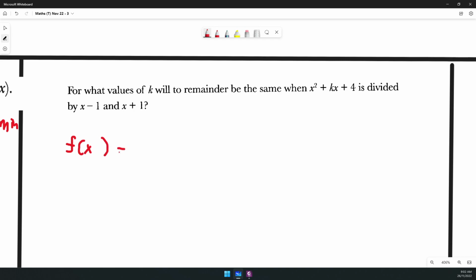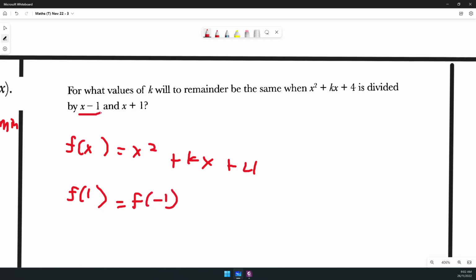Let f(x) always be x squared plus kx plus 4. So what they want you to do is this basically. They want you to say that when you input f(1), you have to get f(negative 1). Dividing by x minus 1 should give the same remainder as dividing by x plus 1. That's all. Then how would your equation look like? The equation will look something like this.